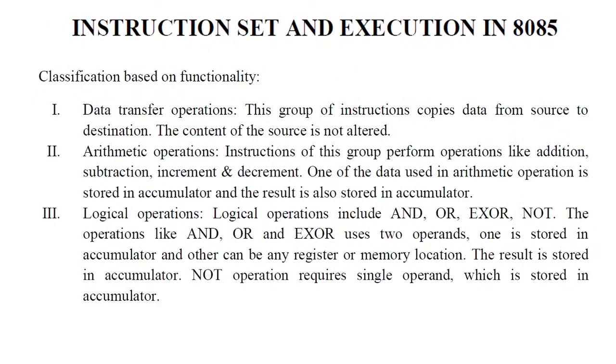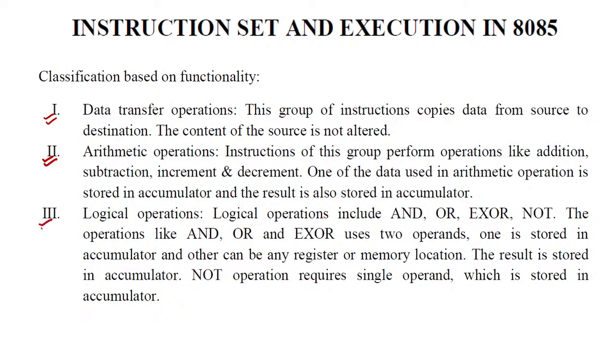Now let us see the kinds of instructions in the 8085 microprocessor. The instructions can be categorized mainly in 3 categories. We can have data transfer operations, like if you want to transfer data from register to memory, or memory to register, or register to register, or memory to memory, right? Then we have arithmetic operations like add, subtract, multiplication, division, and increment, decrement. All these are called arithmetic operations.